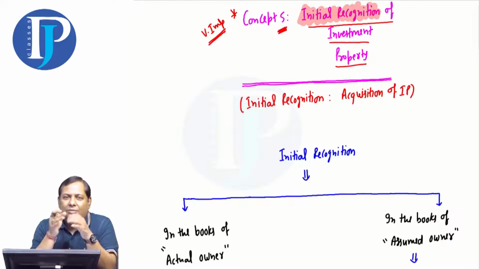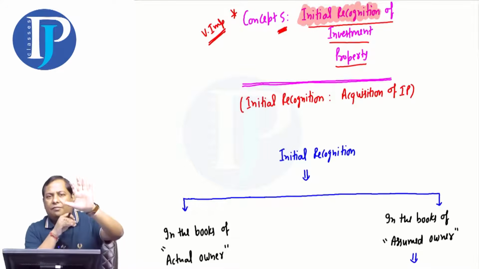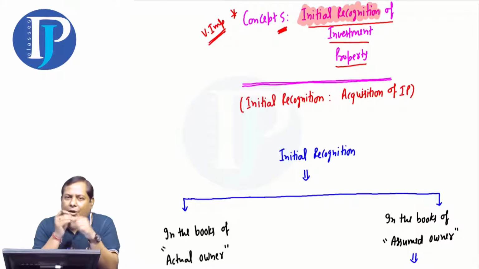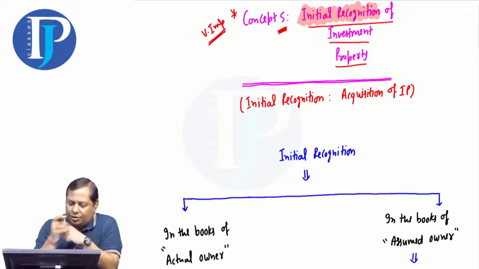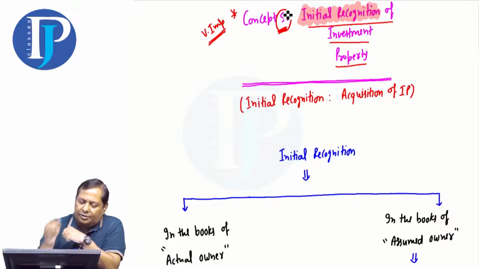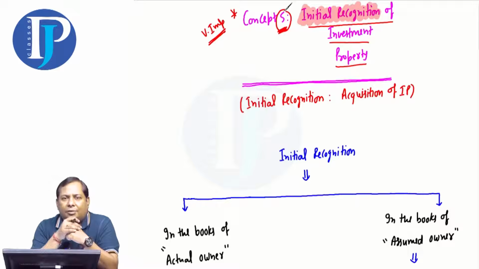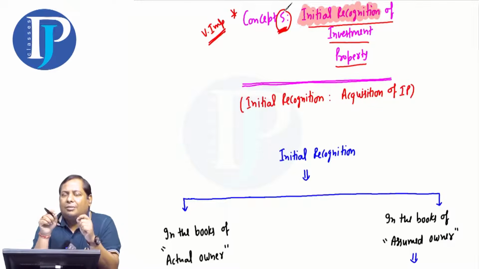Okay, so today is our Ind AS 40, video number 5, and I taught you concept 5 in the previous video and we finished it. And what was this concept number 5 about? Concept number 5 was about the initial recognition of investment property. And initial recognition means making a purchase.